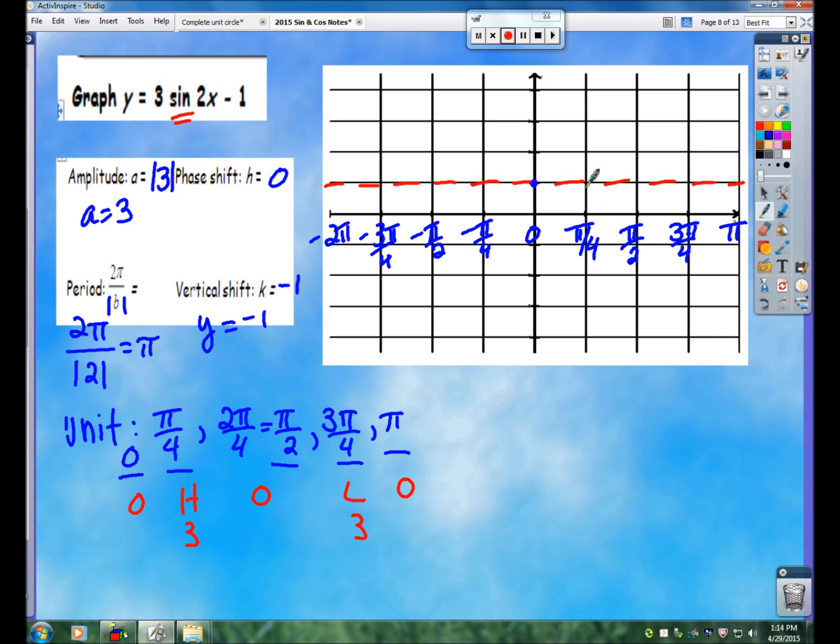At pi over 4, we should be going up 1, but we're going to go up 3. 1, 2, 3. At pi over 2, we're back down at 0. At 3 pi over 2, we're going to go down 3, 1, 2, 3 from that baseline. And at pi, we're at 0. And that pattern is going to continue on the opposite side. We're going to do the reverse of it. So we're going to go down 3, back to 0, up to 3, back to 0. So now you've graphed 2 full periods of your graph. And that's typically what our goal is.